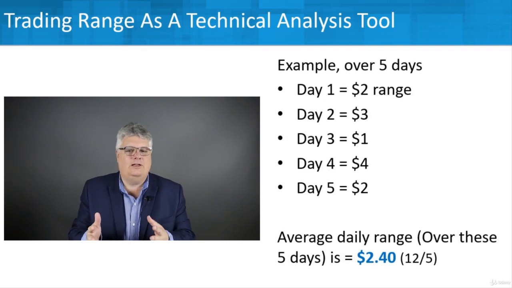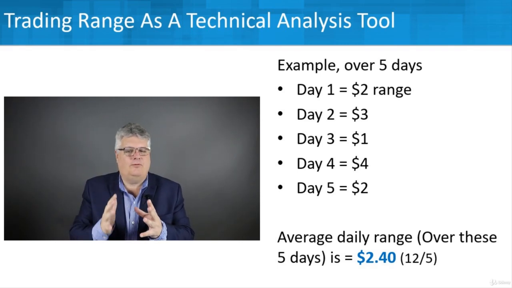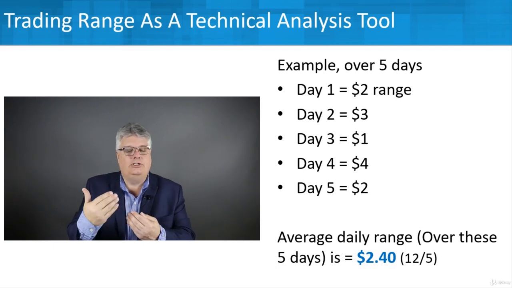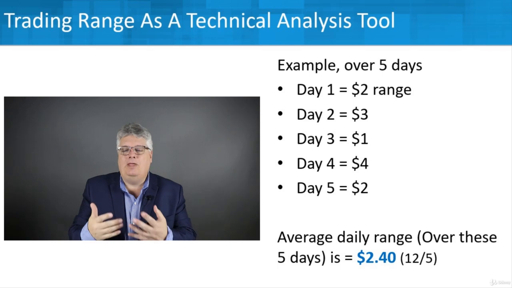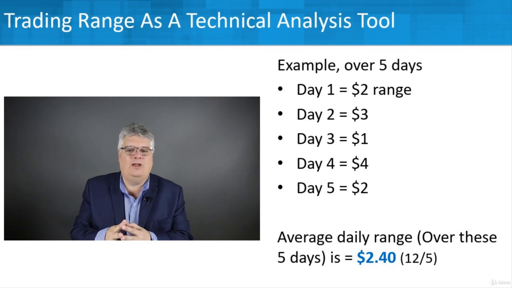So if we look at this as an example even closer, let's say over 5 days, you have these different price trading ranges. Now, these are not the actual prices. This is the range. Like the previous example showed us, we had a $2 range. Maybe day 2 was $3 and then $1 and $4 and $2. So over 5 days, you have total ranges of, in effect, $12, and you divide that by the 5 days, you get your average daily trading range of $2.40, right?